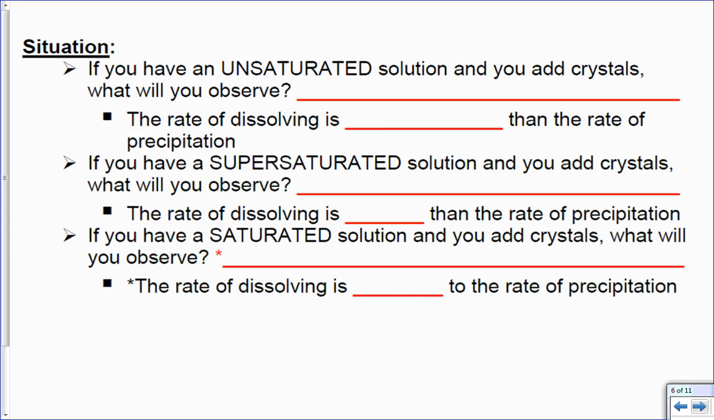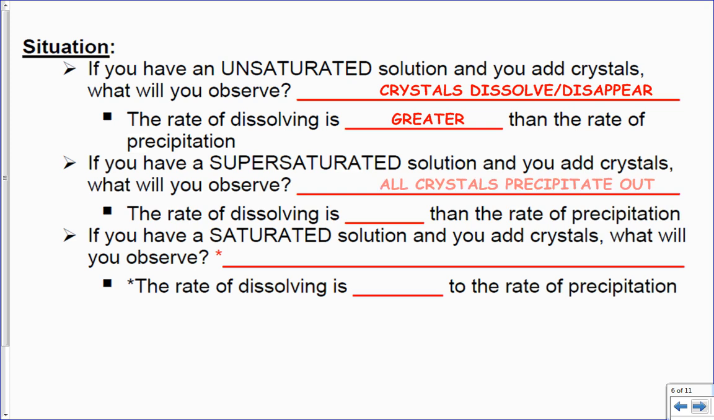So some situations. If you have an unsaturated solution and you add crystals, what will you observe? Well, if the crystals dissolve or disappear, the rate of dissolving is greater than the rate of precipitation. If you have a supersaturated solution and you add crystals, you will observe all crystals precipitate out. So the stuff will start coming out of solution until it's just at saturation point. Okay. The rate of dissolving is less than the rate of precipitation.